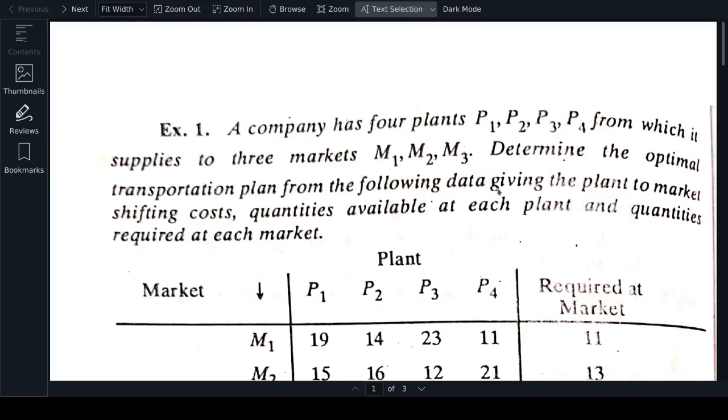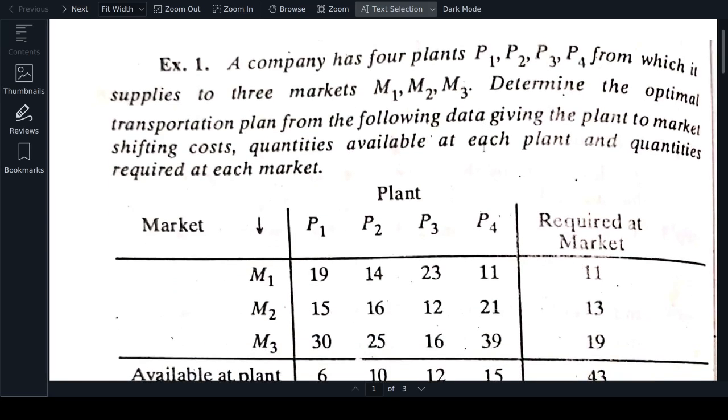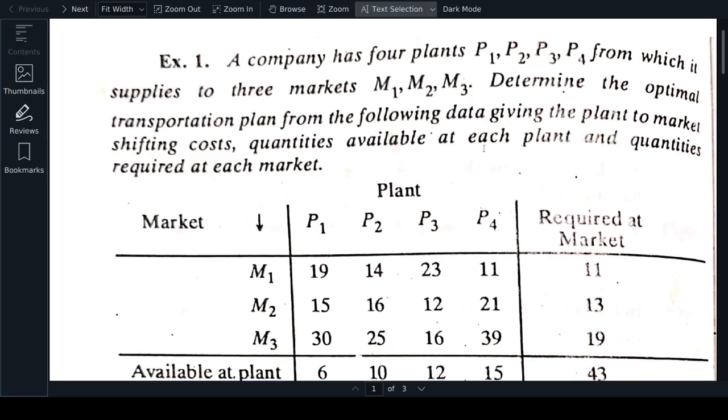Problem. See the question. A company has 4 plants, P1, P2, P3, P4, from which it supplies to 3 markets, M1, M2, M3. First, to see the first question: Determine the optimal transportation plan from the following data, giving the plan to market, shifting cost, quantities available at each plant, and quantities required at each market.